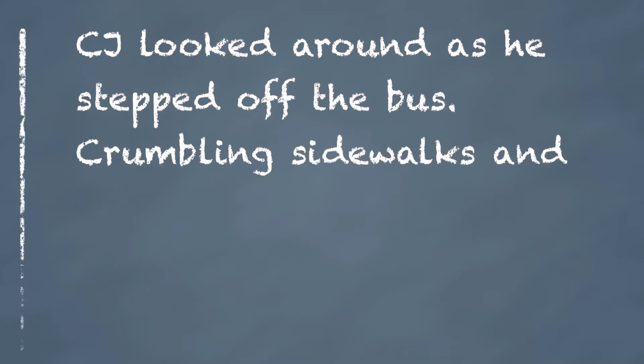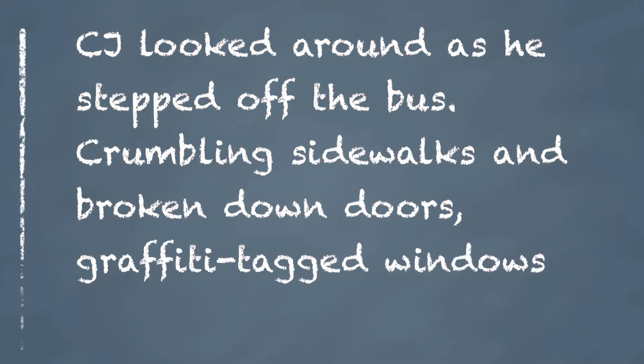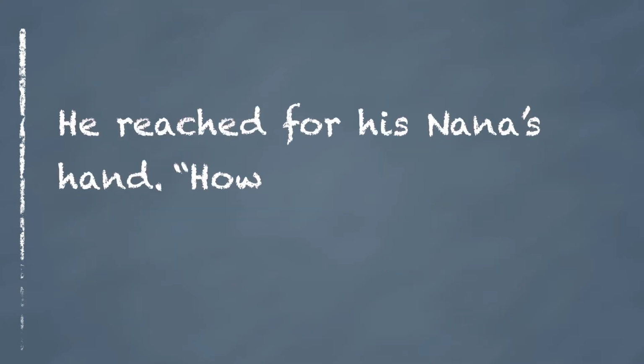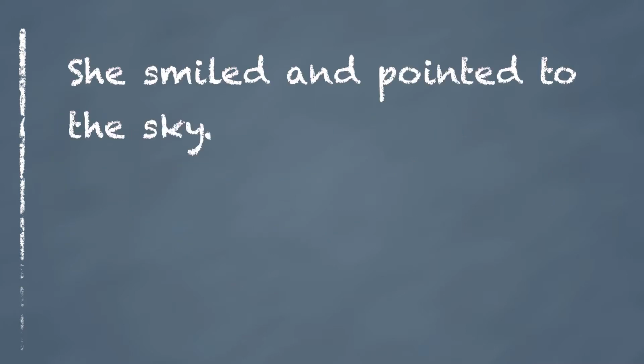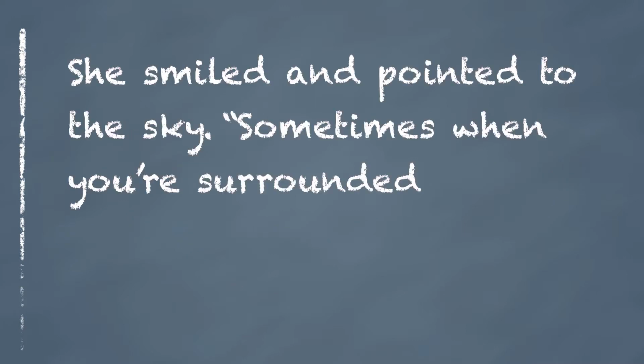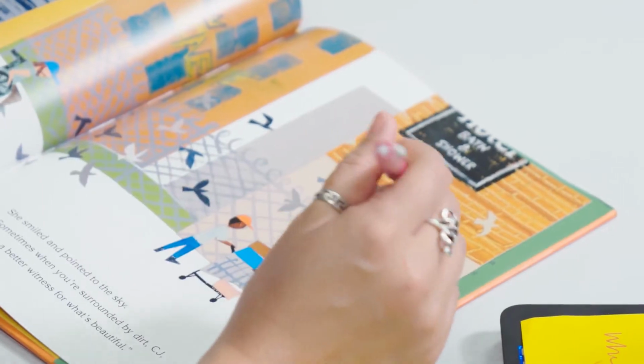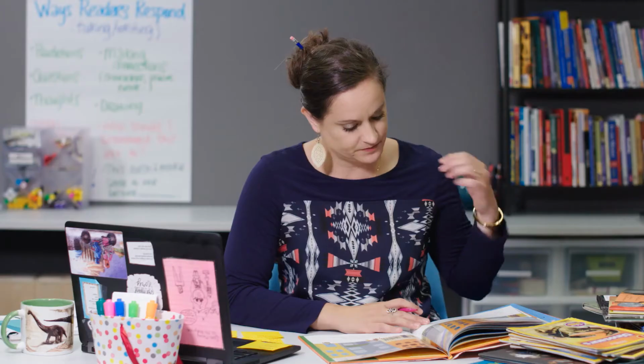CJ looked around as he stepped off the bus. Crumbling sidewalks and broken down doors, graffiti-tagged windows and boarded-up stores. He reached for his Nana's hand. "How come it's always so dirty over here?" She smiled and pointed to the sky. "Sometimes when you're surrounded by dirt, CJ, you're a better witness for what's beautiful."